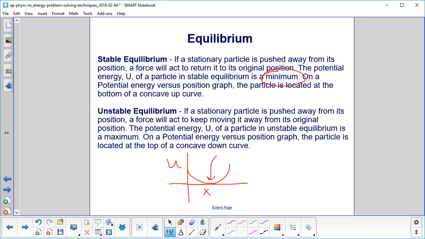That is stable equilibrium. Unstable equilibrium, that's when you have a stationary particle being pushed away from its position. A force will act to keep it moving away from its original position. In that case, the potential energy is a maximum. On a potential energy versus position curve, the particle is located at the top of a concave down curve. So let's see what that would look like. Here's the curve. This is your position. This is your potential energy. A particle located here would be an unstable equilibrium. And that is a maximum potential energy right there.